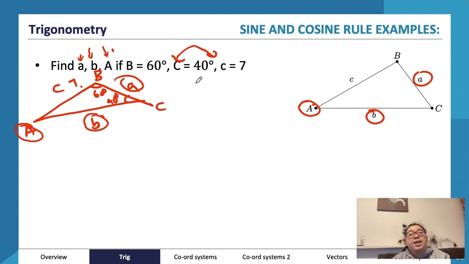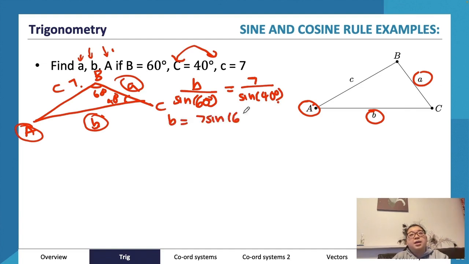So we'll get that b over sine 60, i.e. sine capital B, is going to be equivalent to c, which is 7, over sine C, which is sine 40. So we're going to get b equals 7 sine 60 over sine 40. And often these will tell you however many decimal places, so you can just plug it into your calculator.